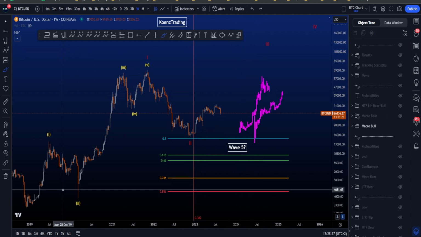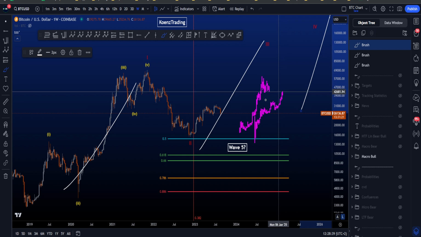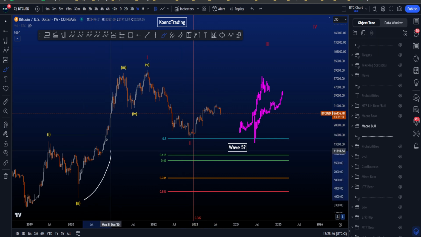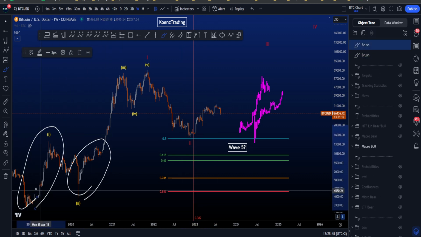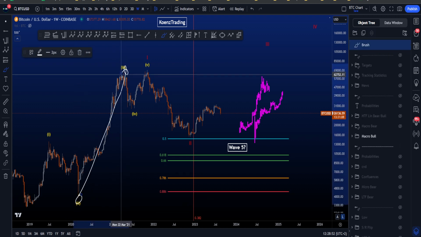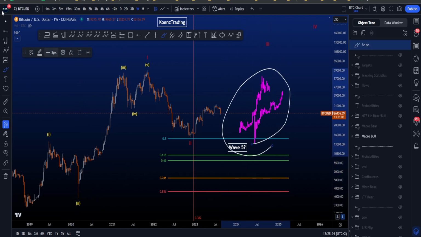In an impulsive structure where you have a 1, 3, and a 5, wave 3 most commonly is the strongest wave. So let's compare the beginning of this wave 3 with previous impulses to the upside, a wave 1 and the beginning from the COVID low into this bigger wave 3. And that's what these bar patterns are for.